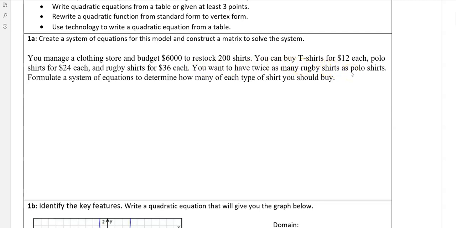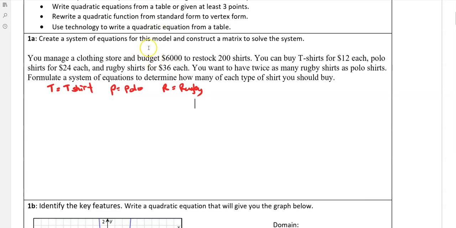So let's start with setting our variables. I'm going to say t-shirts are T. So T equals t-shirt. And then I'm going to say P equals polo. And I'm going to say R equals rugby shirt. And now I'm going to create my three equations.